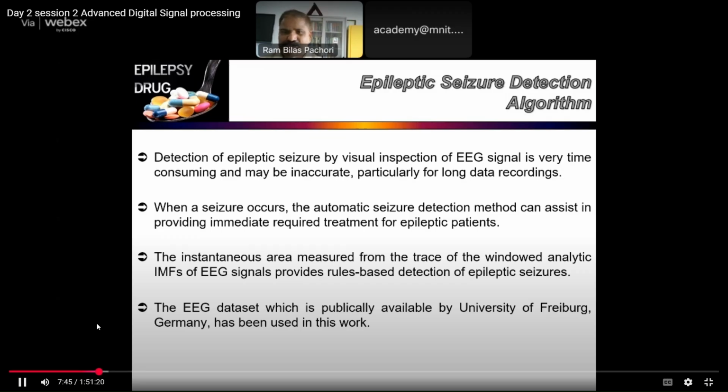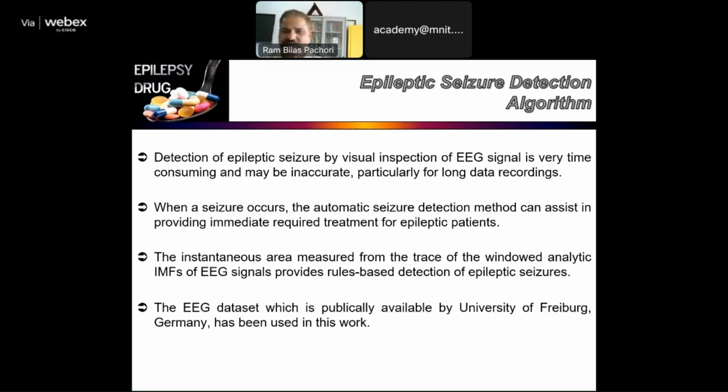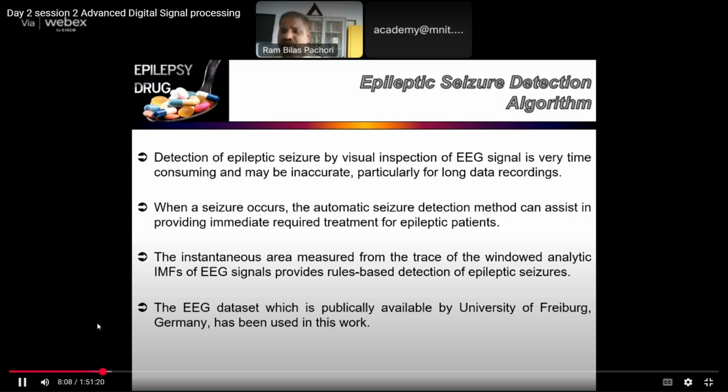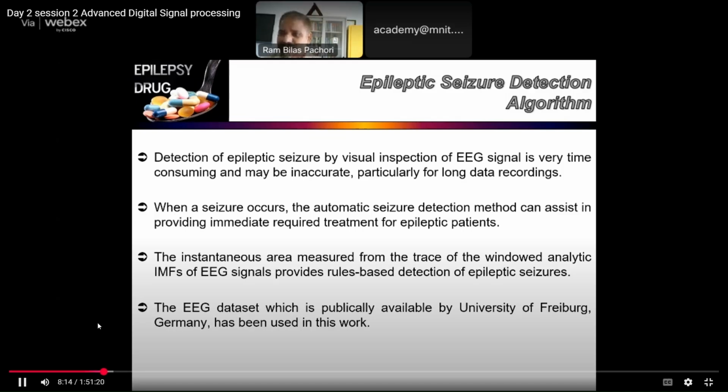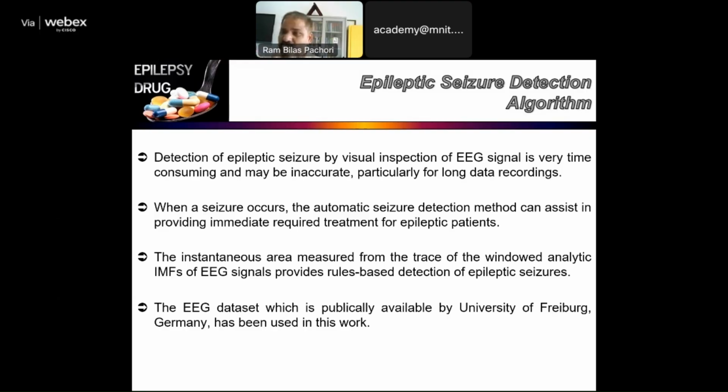treatment for epileptic patients. So the studies area, which is measured from the trace of the window dynamic IMFs of EEG signals, can provide rule-based detection of epileptic seizures. The EEG dataset, which is publicly available at the University of Freiburg, Germany, has been used in this work. Sometimes when you want to detect epileptic seizures, the data is so long that manual methods don't work. So there is a need for an automatic, signal processing approach to detect epilepsy in a real-time manner.